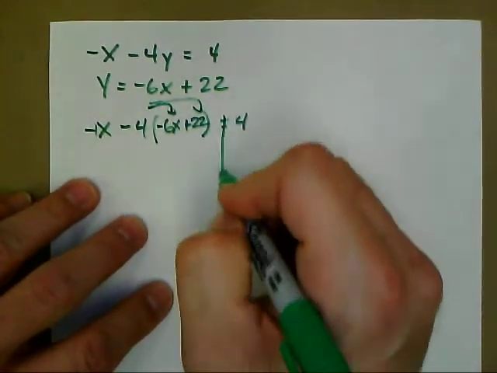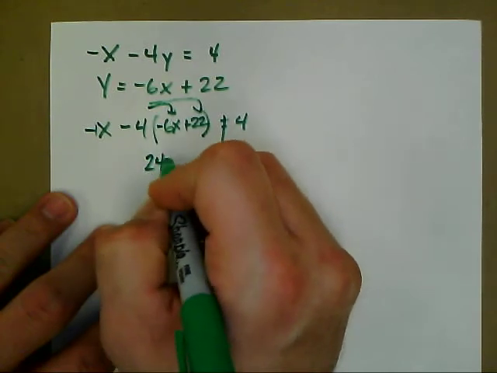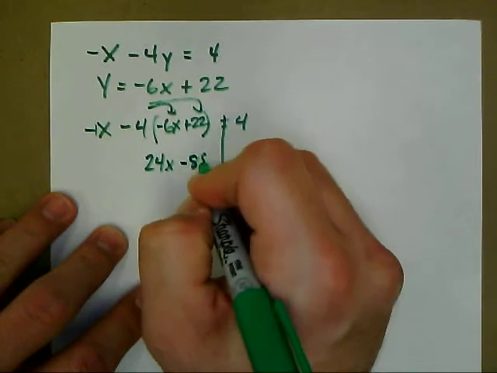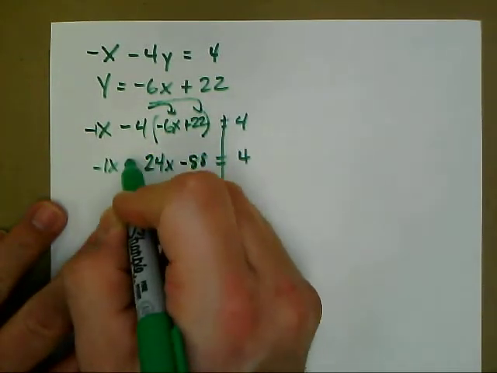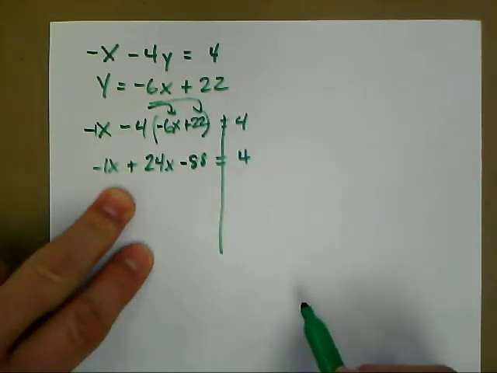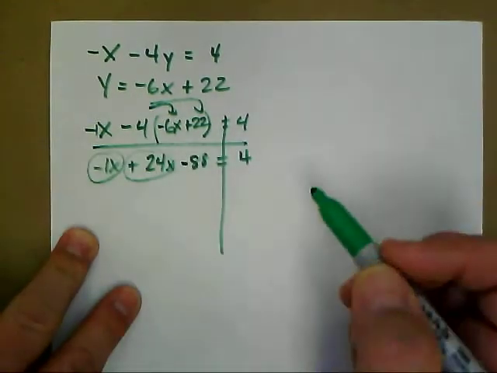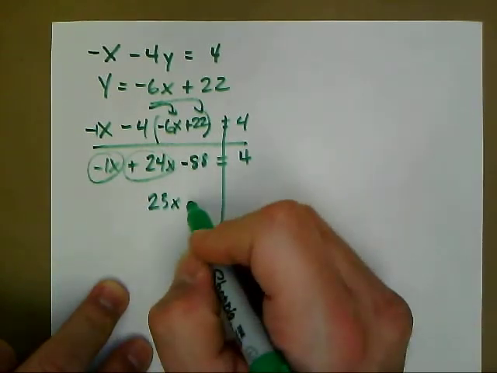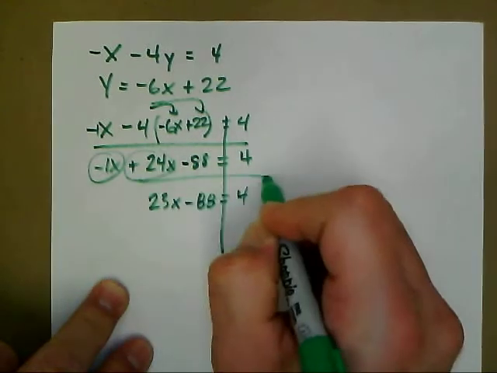I'm going to distribute. Negative 4 times negative 6 is 24x. And negative 4 times 22 is negative 88. Bring down the 4, also bring down that negative 1x. And since 24 is positive, put a plus there. I don't want to think that they're times or multiplied together. So we're going to go ahead and combine like terms then. And negative 1, that would give us 23x minus 88 equals 4.